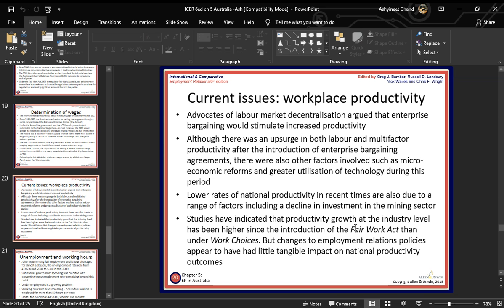Lower rates of national productivity in recent times are also due to a range of factors, including decline in investment in the mining sector. Remember, the mining sector and agricultural sector only have 5% of the total workforce, isn't it? Studies have indicated that productivity growth at industry level has been higher since the introduction of the Fair Work Act than under Work Choices. But changes to employment relations policy appear to have little tangible impact on national productivity outcomes.